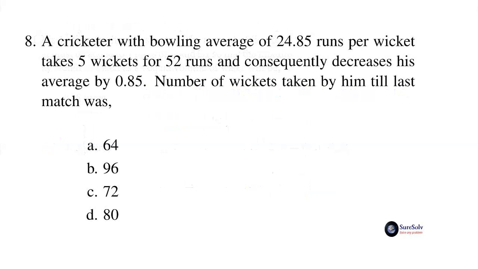Eighth question. A cricketer with bowling average of 24.85 runs per wicket takes 5 wickets for 52 runs and consequently decreases his average by 0.85. Find the number of wickets taken by him till the last match.